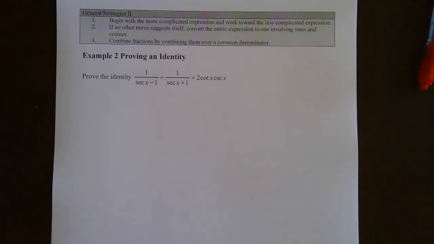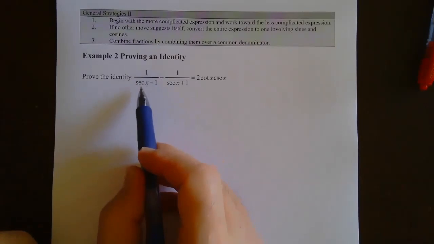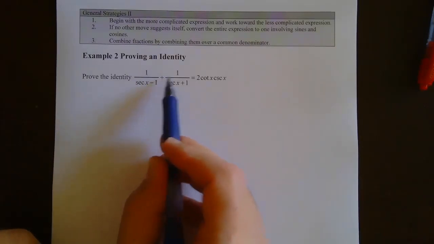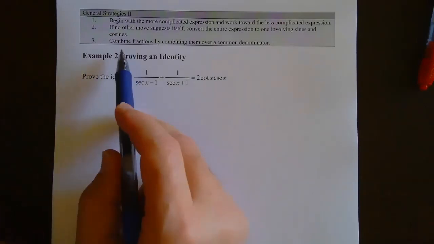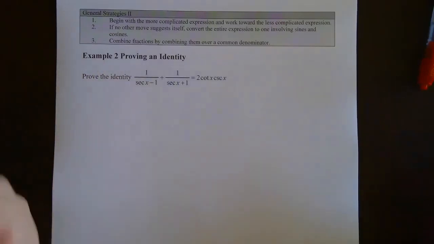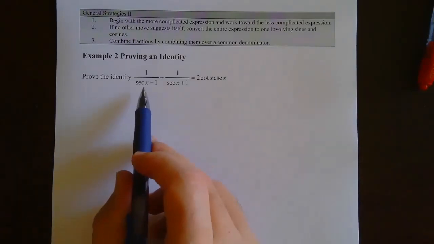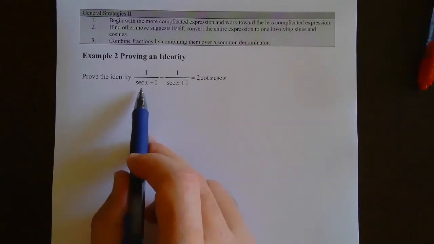So right here, we have 1 over secant x minus 1 plus 1 over secant x plus 1. Oh, and I should have said this. Number 3, combine the fractions by combining them over a common denominator. We did that on the last problem, and we're going to do it on this problem too. So this is going to be a little more complicated to get the common denominator though.